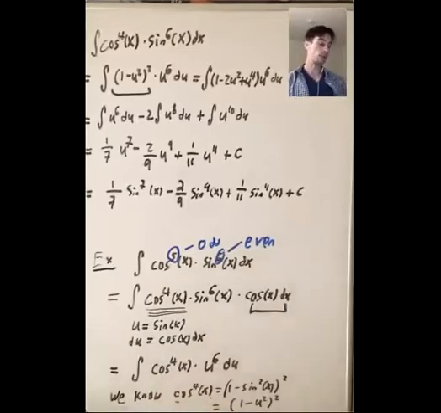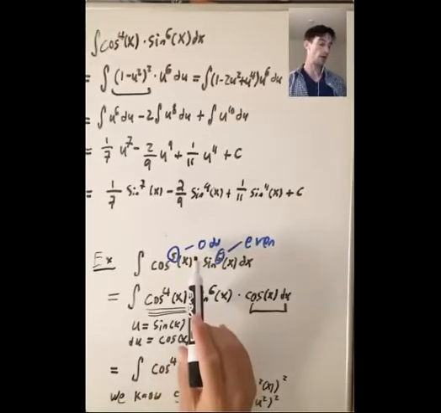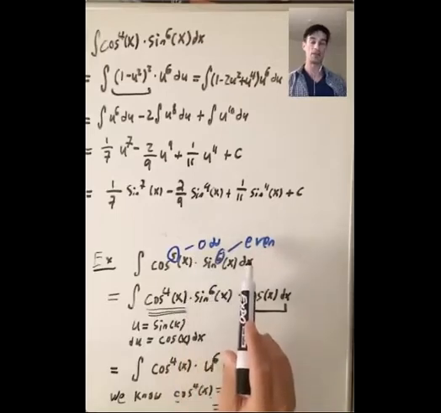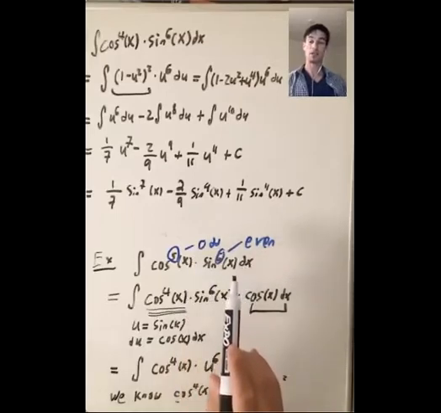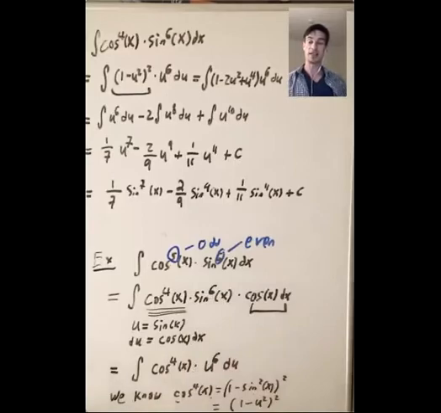So that explains how to do one power being odd and one power being even. I'll pause for a second, and then I'll move on to the next case, which is what to do when both of the powers are odd.